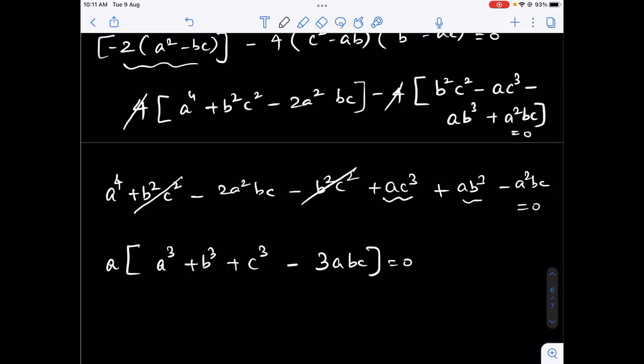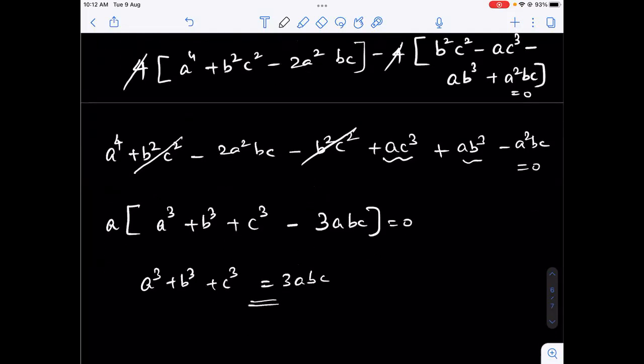Minus only, no? A cube plus b cube plus c cube minus 3abc is 0. So a cube plus b cube plus c cube should be equal to 3abc. If you look at the second option that they have given, it is actually minus 3abc. That is not right. So option is B.